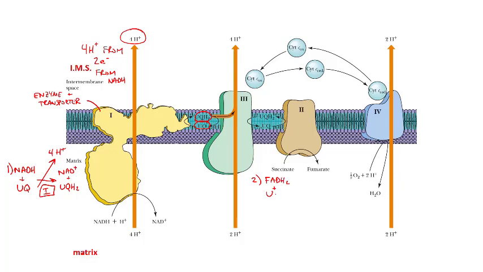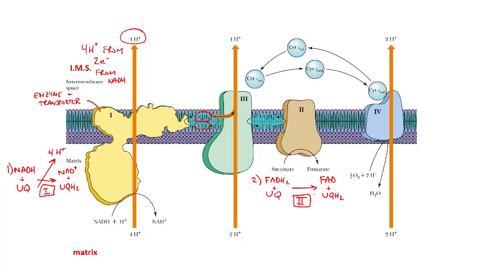So FADH2 and UQ, we simply hand off the electrons, giving us FAD and UQH2. However, complex 2 does not pump any protons. That's the only respiratory complex of the electron transport chain that doesn't pump protons. All right, so complex 2 is just an enzyme.